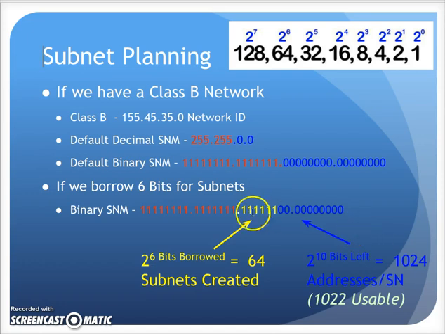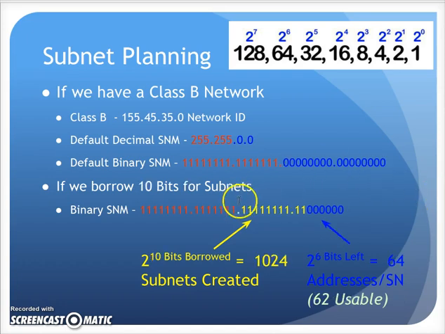Class B, 6 bits borrowed. 2 to the 6 is going to give me 64 subnets, and I now have 10 bits left. 2 to the 10 is going to give me 1,024 addresses per subnet. Okay, so again, Class B, more bits to work with. I'm doing the exact same principle, I just have more bits I'm working with.